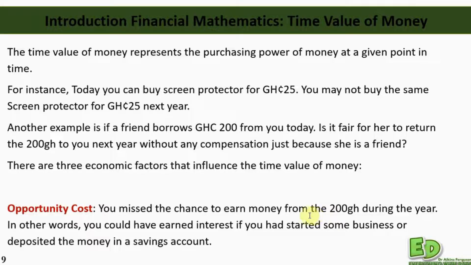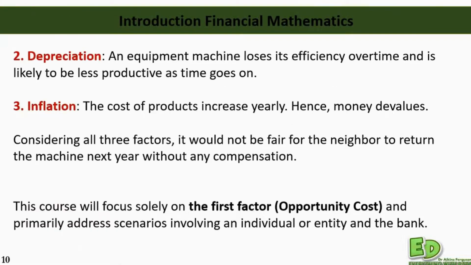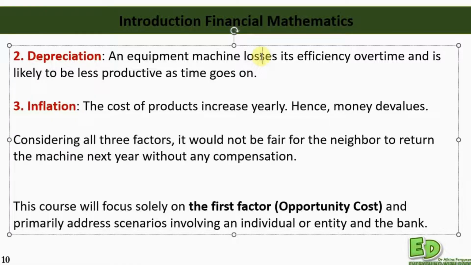So some of the factors are opportunity cost. You miss the chance to earn money from 200 cedis during the year. In other words, you could have earned interest if you had started some business or deposited the money into a savings account. Another factor is depreciation. An equipment or machine loses its efficiency over time, and is likely to be less productive as time goes on.